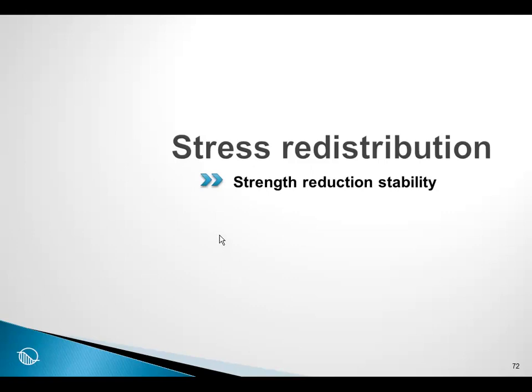I want to now introduce to you another type of analysis in SIGMA/W. This analysis type is known as a stress redistribution. It's a special analysis type for certain cases in SIGMA/W, and then we will use the stress redistribution analysis type to show you how you can do a strength reduction type of stability analysis using SIGMA and SLOPE together.